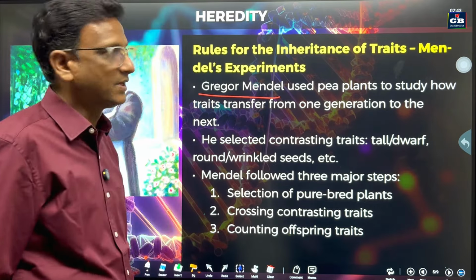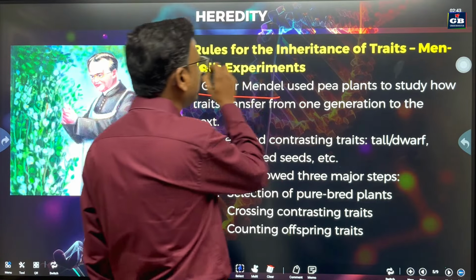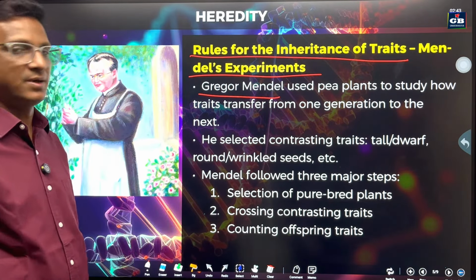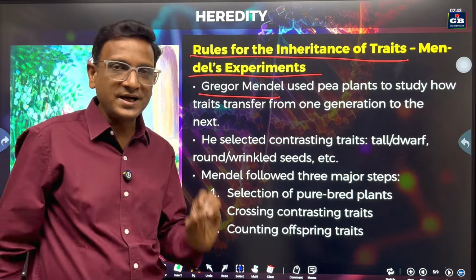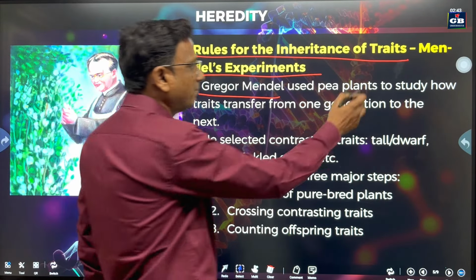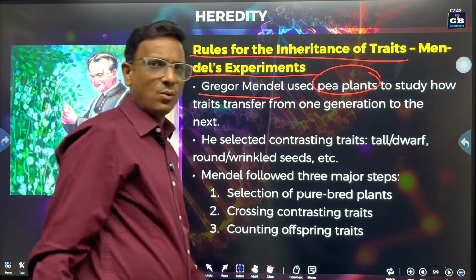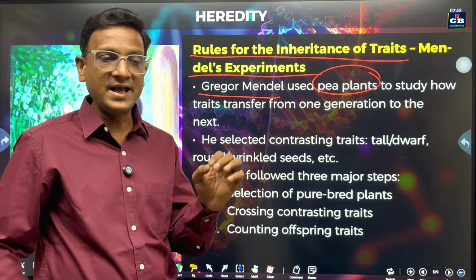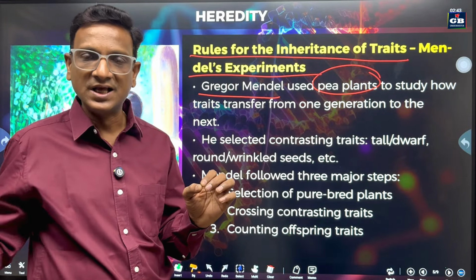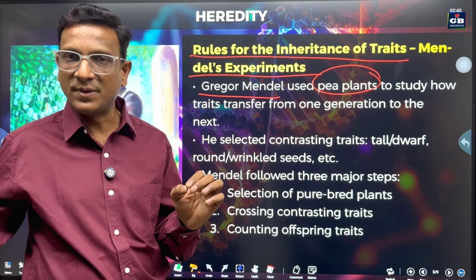He did so many experiments on how this inheritance of traits takes place, and he has given the rules by his experiments. To study how the patterns of inheritance take place in organisms, he selected pea plants and studied them. Why did he select pea plants? Because they have a short lifespan. So he can easily observe so many generations, how the characteristics are passed.